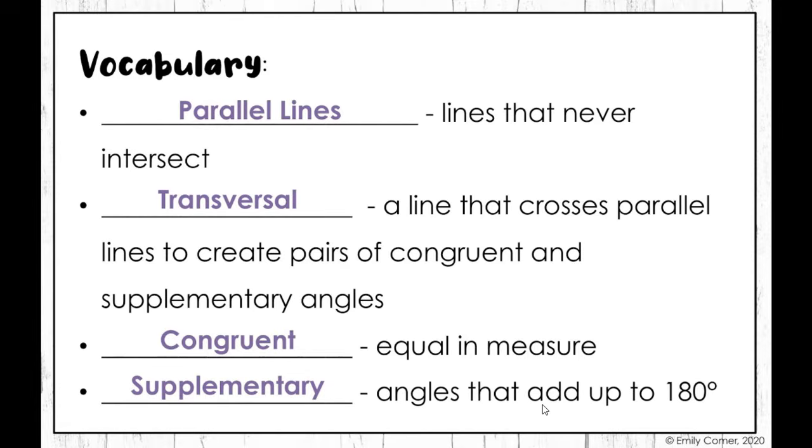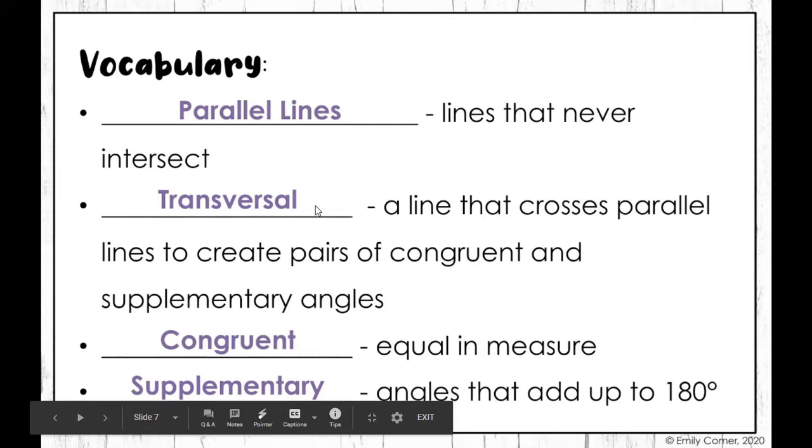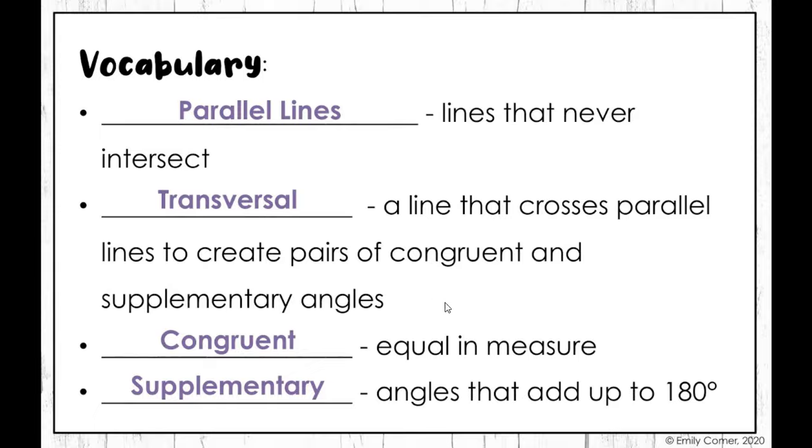So just to get some vocabulary out of the way, parallel lines are lines that never intersect. Since they have the same slope, they're always traveling the same distance apart and they will never meet. A transversal is a line that crosses parallel lines. Trans means between, so a transversal line just cuts between two parallel lines. And we're going to be studying transversal lines today and how they create different pairs of congruent and supplementary angles.